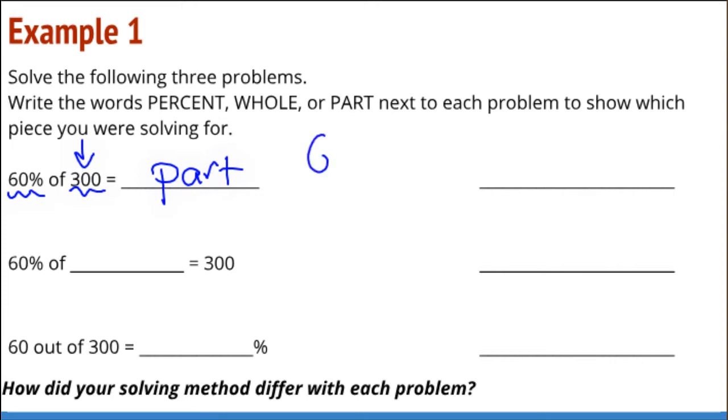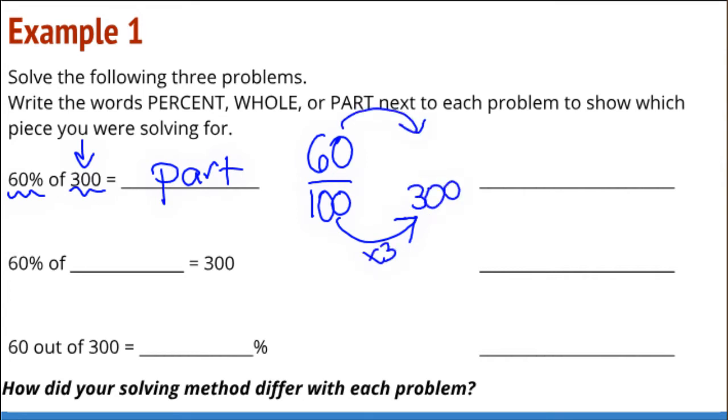And of course, there are a variety of strategies that we could use for this. Probably one of the most straightforward is take the 60% and write it as a fraction and scale up to 300. And that would give me 180. So 180 is 60% of 300.